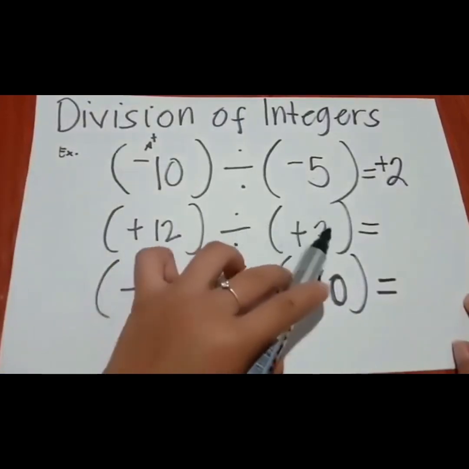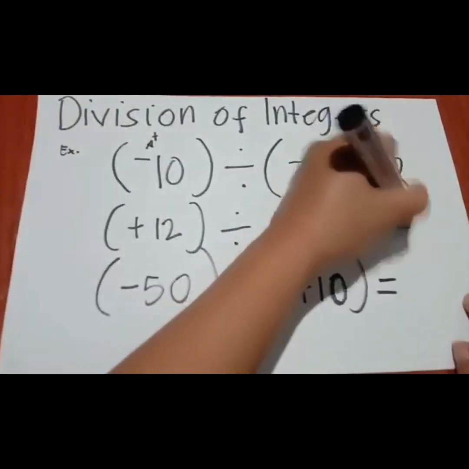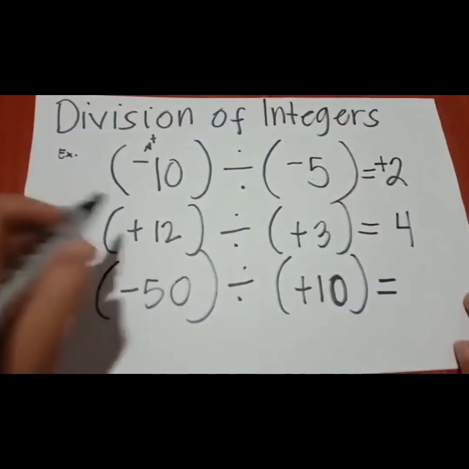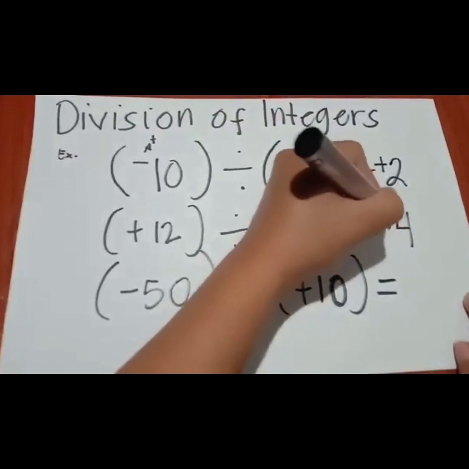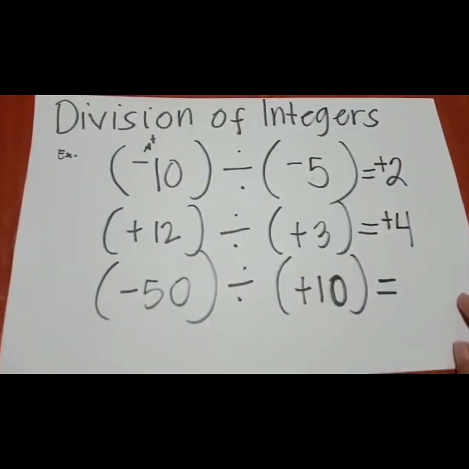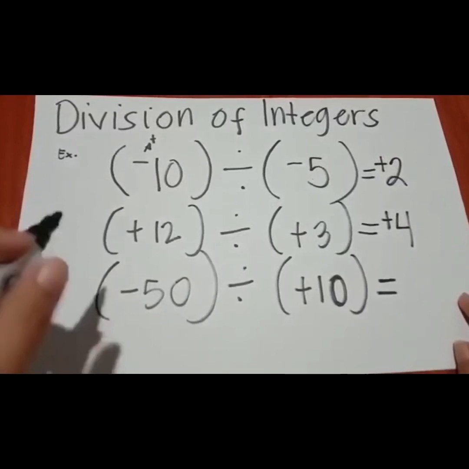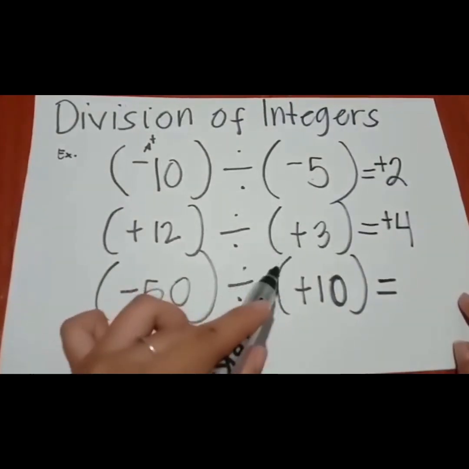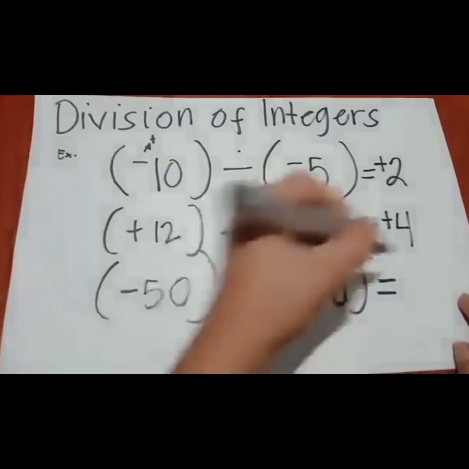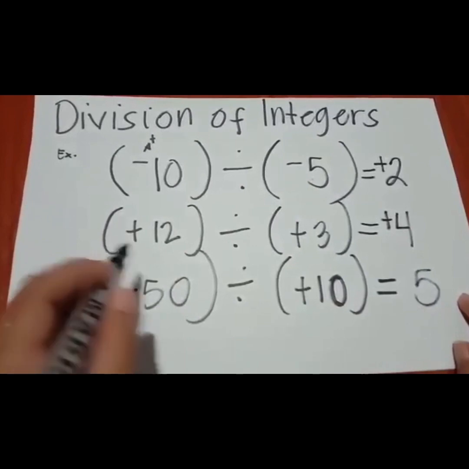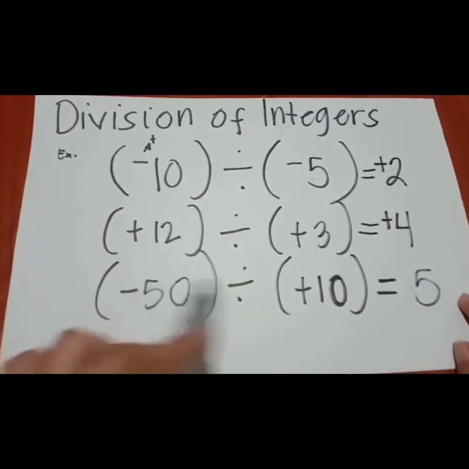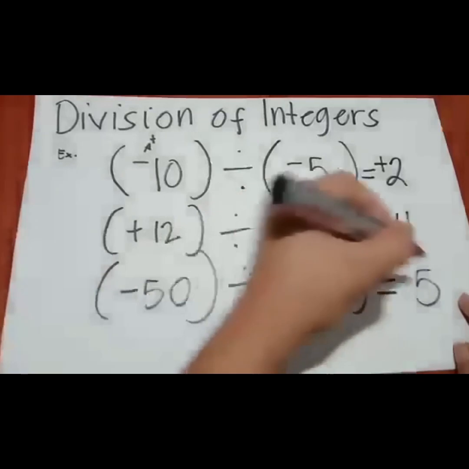Positive 12 divided by positive 3 is equal to 4. And copy the positive of 12 because the 12 is the big number. And the answer is positive 4. Negative 50 divided by positive 10 is equal to 5. So 50 is the big number, so copy the negative. So the answer is negative 5.